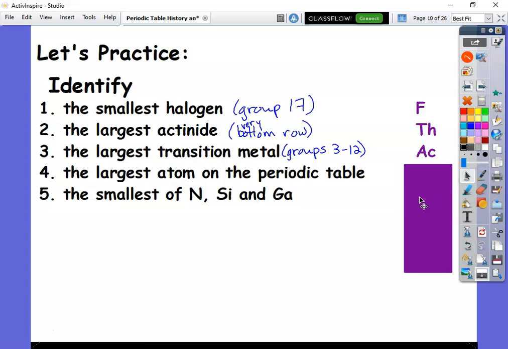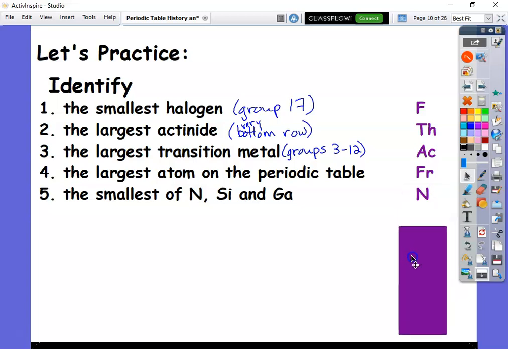The largest atom on the periodic table, same reasoning that we just used. We go all the way to the bottom of the periodic table because that's where the largest atoms are, and furthest to the left, and that atom is francium. And the smallest of nitrogen, silicon, and gallium. If you look at these elements, they're in a diagonal line. We know that as we go up, elements get smaller, and as we go to the right, elements get smaller. And so the smallest of these is nitrogen. It is the furthest up on the periodic table, and it is the furthest to the right of these three.